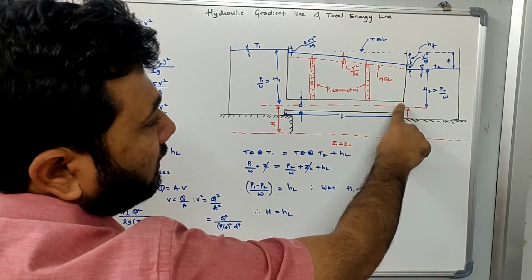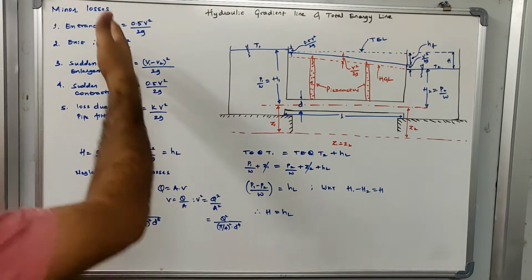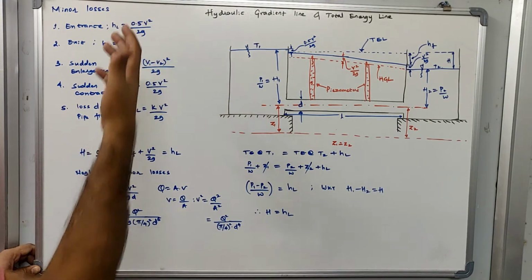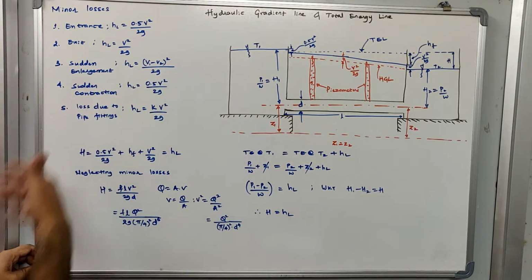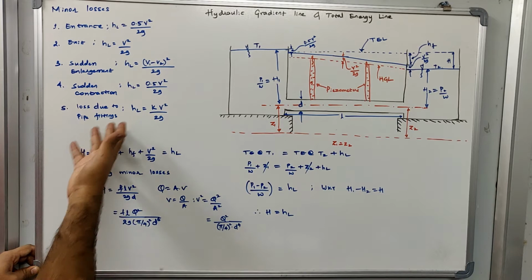What is the velocity here? So if I know the velocities at both the points, I will be able to calculate the entrance head loss and exit head loss. Similarly, we know the equations for sudden enlargement and sudden contraction. This is the loss due to pipe fittings.